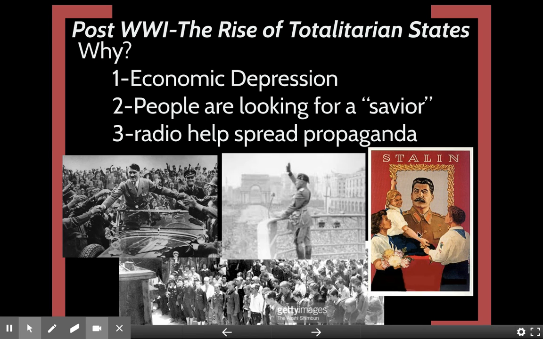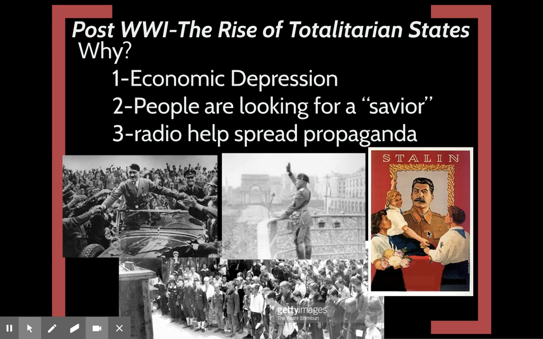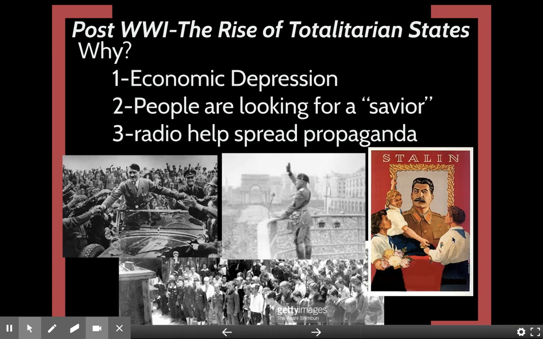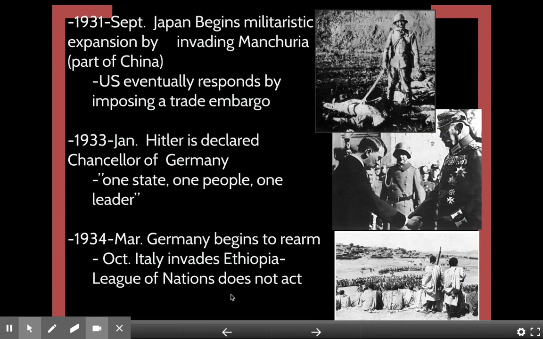And keep in mind that Russia had a revolution in the middle of World War One, so they've been doing the totalitarian thing for a little bit longer, as well as Japan, which has been doing it for a long time. But that is why those totalitarian states are starting to pick up speed. All right, now we're going to go just by year.